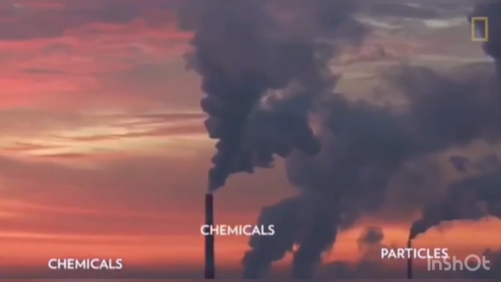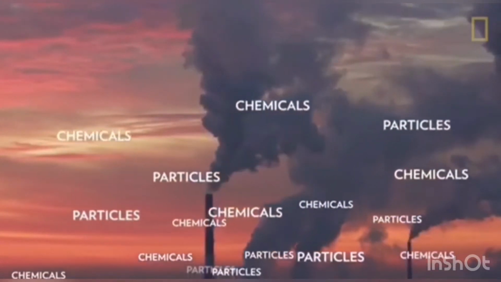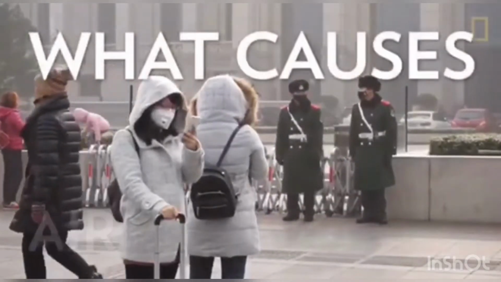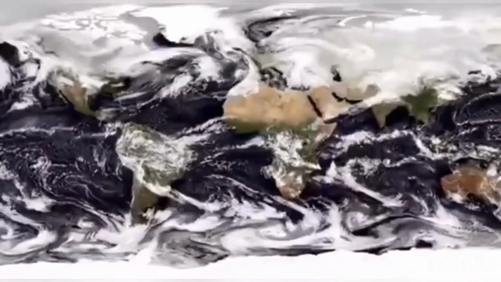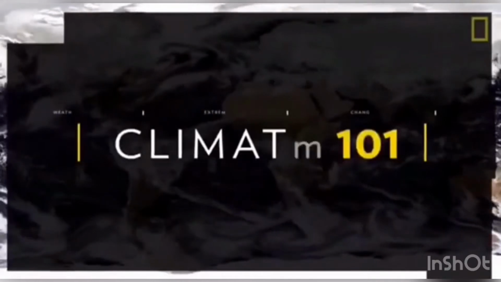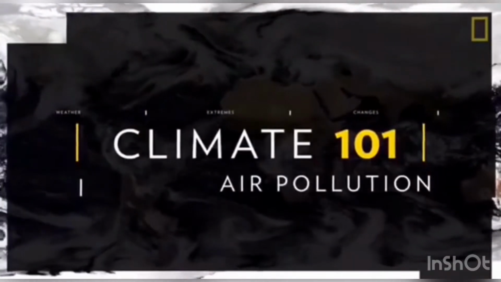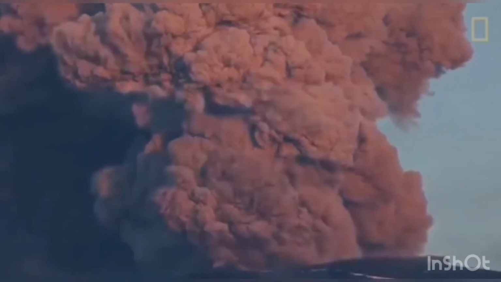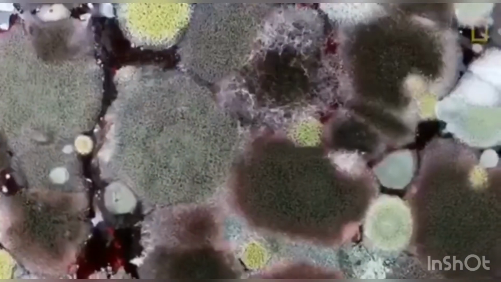Air pollution consists of chemicals or particles in the atmosphere that pose serious health and environmental threats. But what causes air pollution, and what does it mean for our planet? Some air pollution comes from natural sources like volcanic eruptions, wildfires, or allergens.